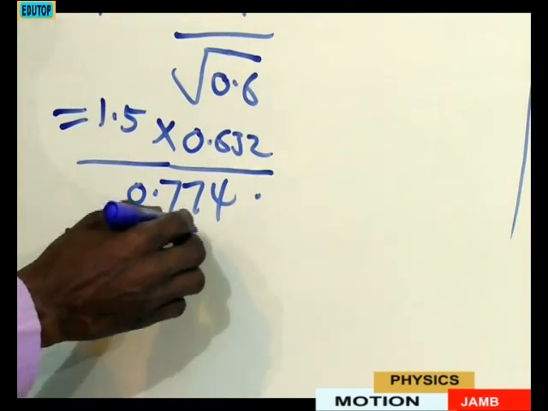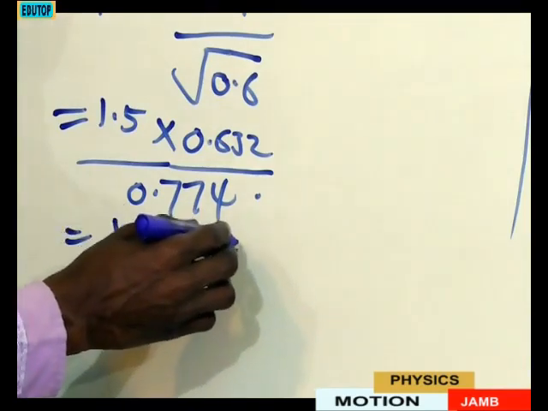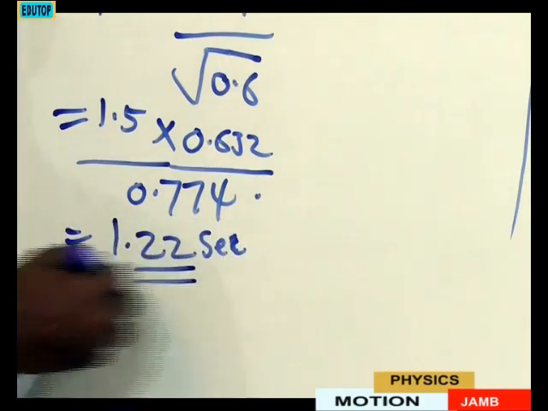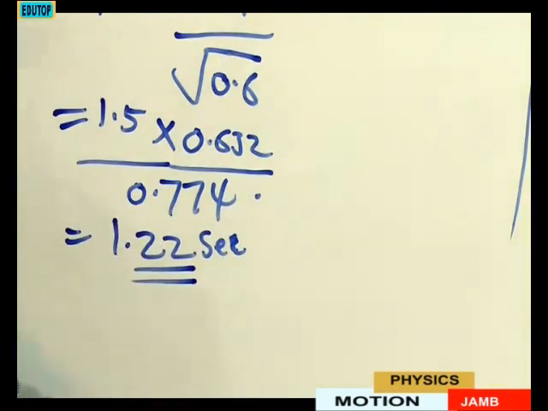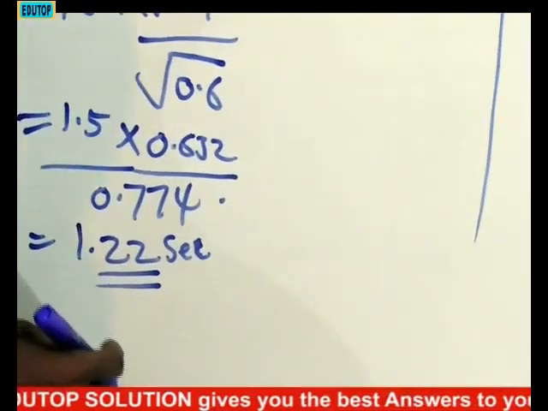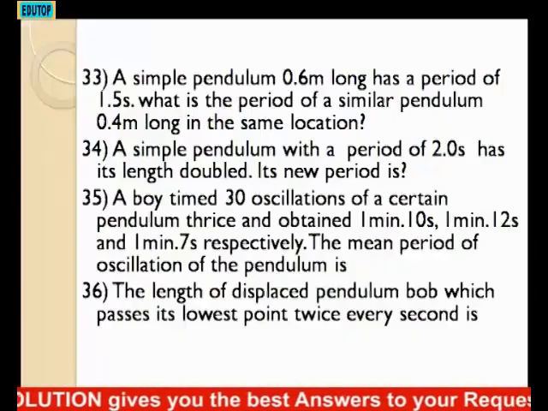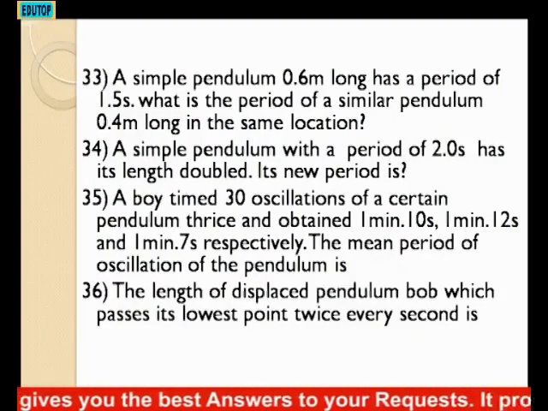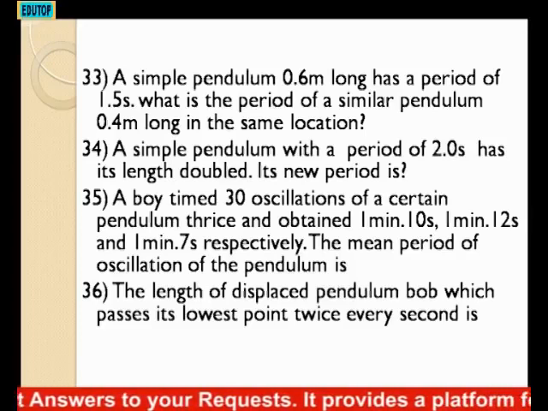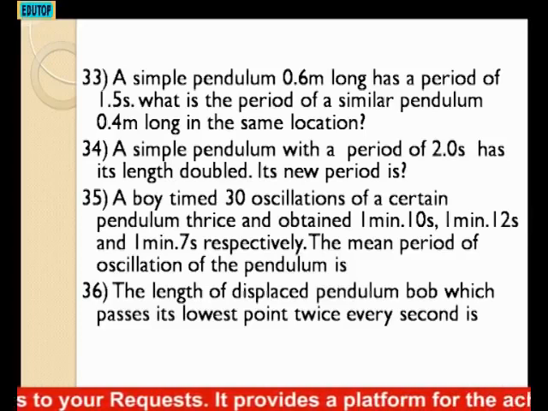Then we are having 1.22 seconds, because we are looking for period, and the period is a time. So 1.22 seconds. And that is the solution to question number 33. Question number 34. A simple pendulum with a period of 2.0 seconds has its length doubled.